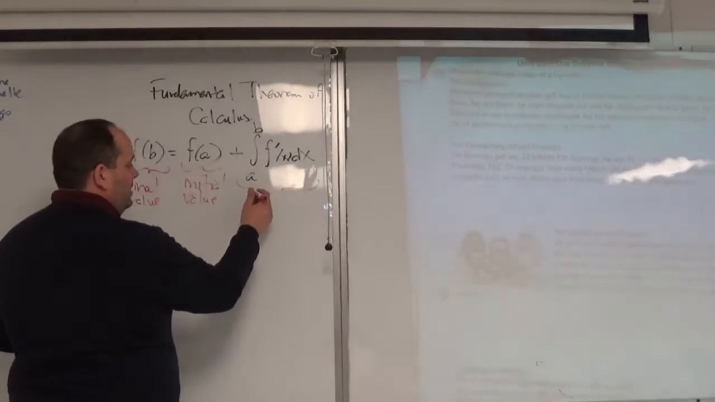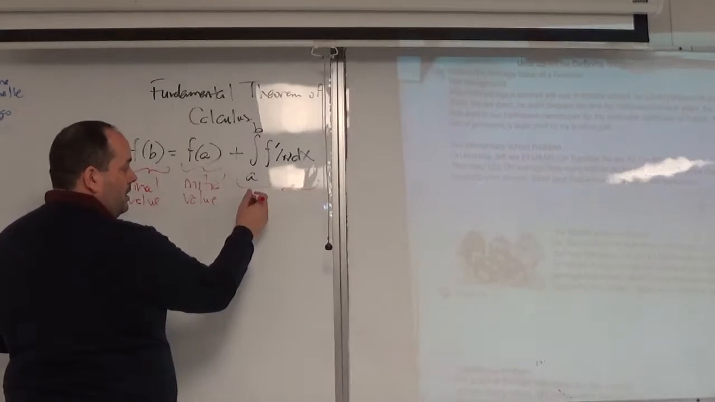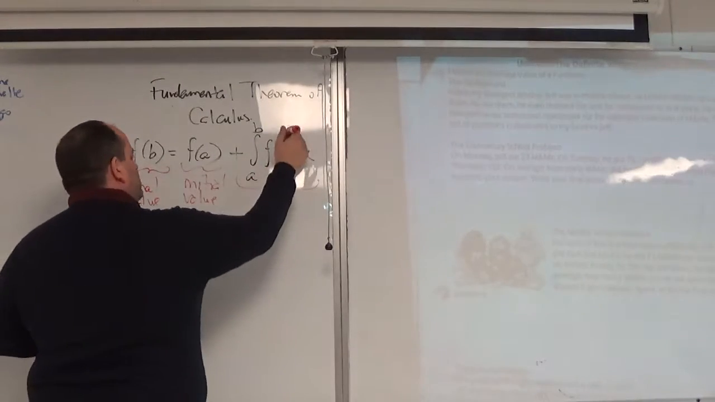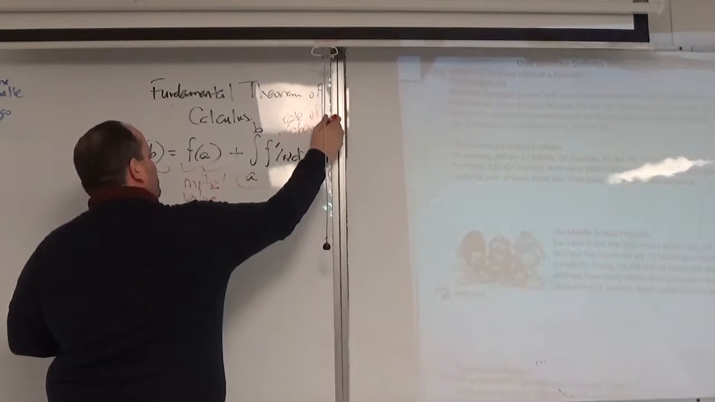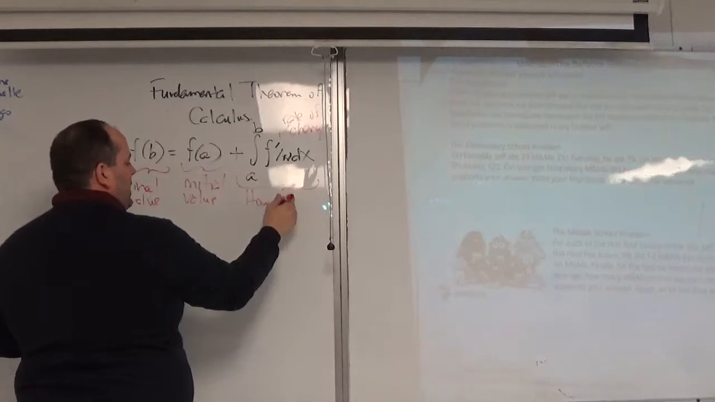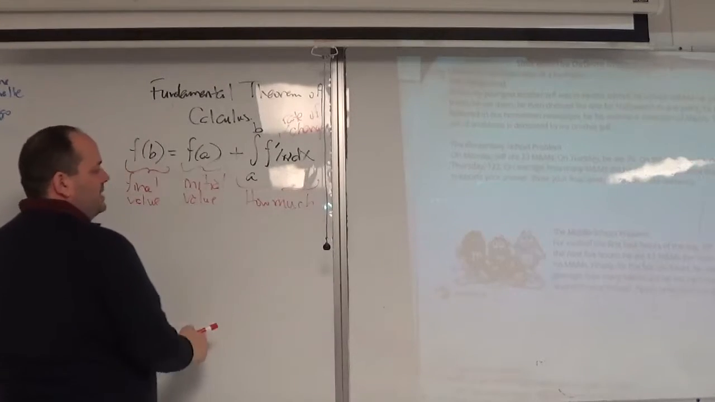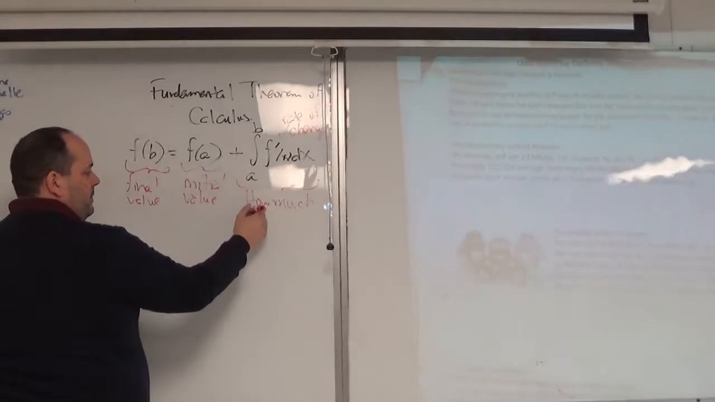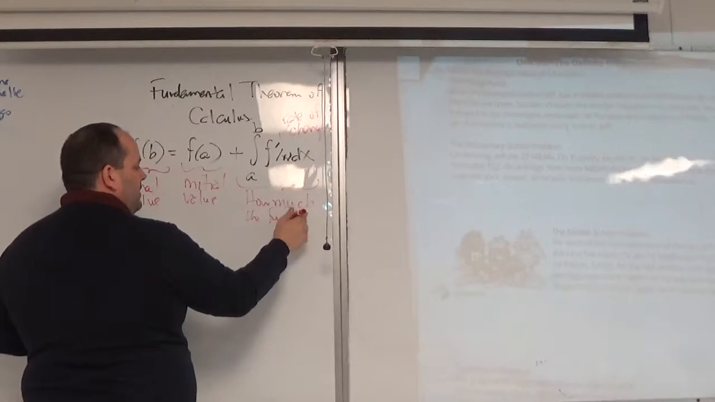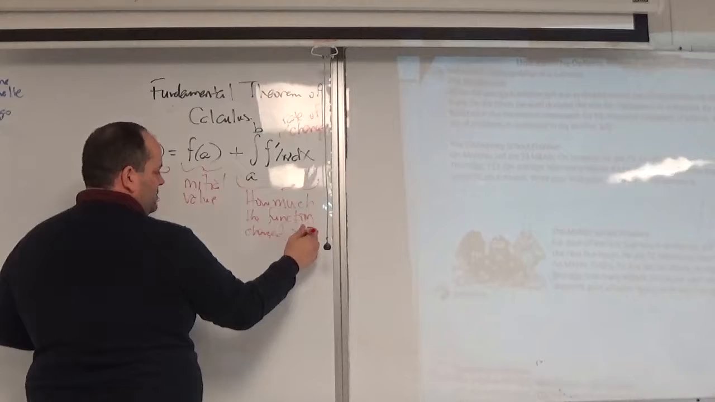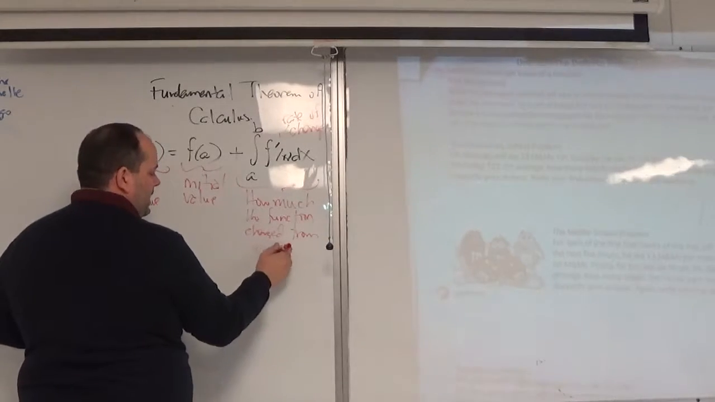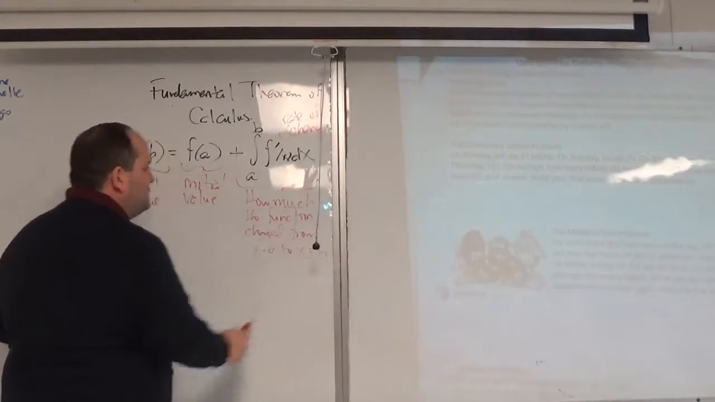Another way you could say it, Jeanette? F prime is the rate of change. Right, it's a how much. I want to keep coming back to this. This integral represents how much, what happened, Jeanette? How much the function changed over that period, from x equals a to x equals b.